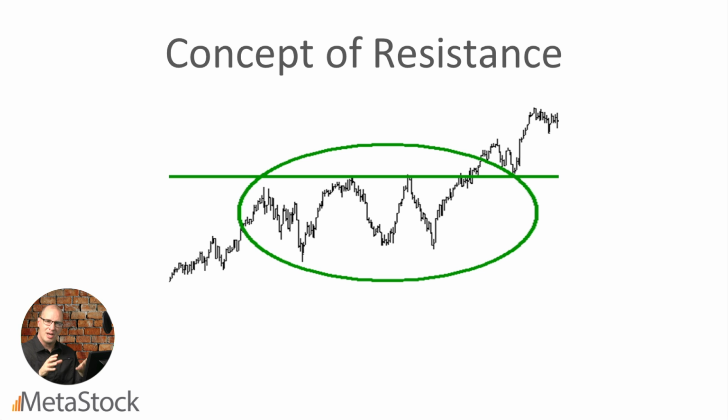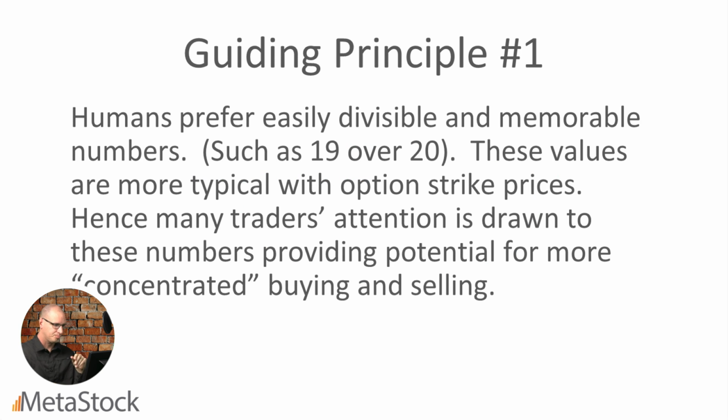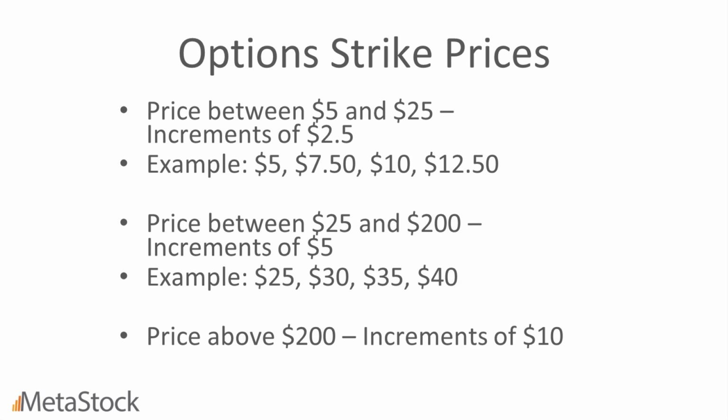What's awesome about PowerStrike is it combines the concept of support and resistance with the easily identifiable strike levels that are available in options. So let's go through the principles here. First of all, the first principle is that we tend to look for easily divisible numbers. We don't like numbers like 19 or 23. We like numbers that are easily divisible. So strike levels are typically very, very easy numbers to work with.